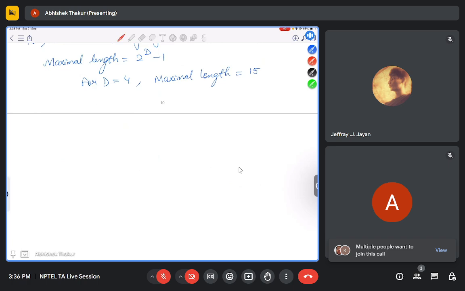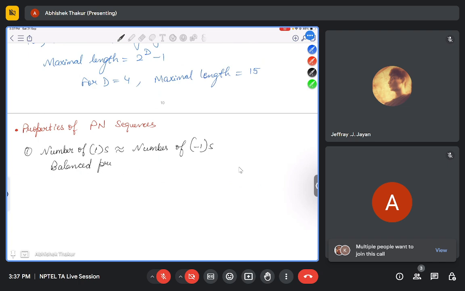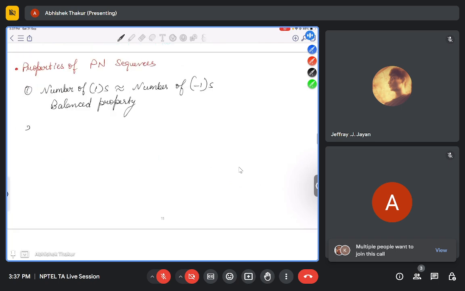Now come to the properties of PN sequences. So the first property is, I will directly write the properties. You can see the derivations in the class. Number of ones is nearly equal to number of minus ones. So this is also known as balanced property. Now coming to the second property, that is run. So this is also known as a string of continuous values.